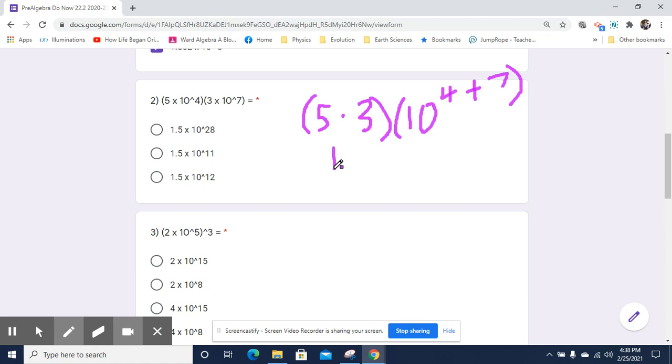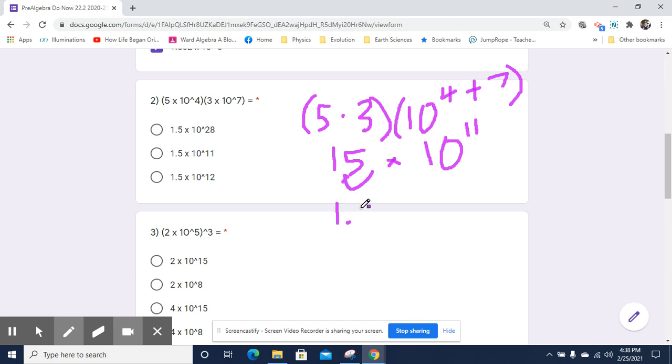Now, 5 times 3 is 15. So we have a coefficient that is no longer in scientific notation format. That's okay. We can fix that. 10 to the 4 plus 7 is 10 to the 11th. So what we're going to do is move the decimal here one place, make 15 10 times smaller.